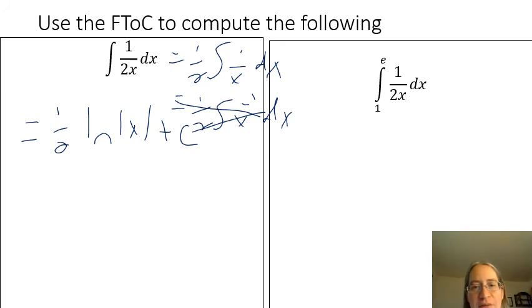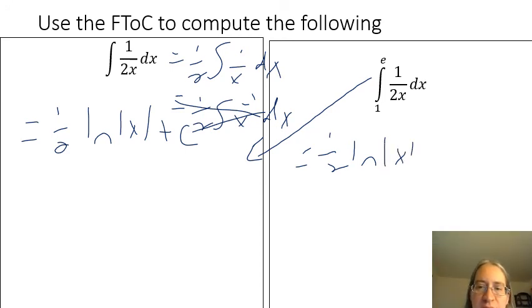So once again, if it was a definite integral, what would I do? First thing I would do is think through an antiderivative, then come back and plug in. All right, so what have I got? Let's see, 1/2 times natural log, the absolute value of x. Okay, evaluate from 1 to e.